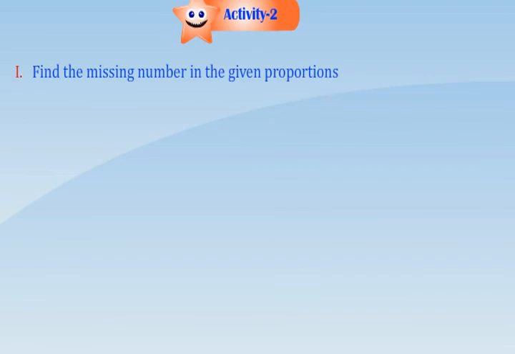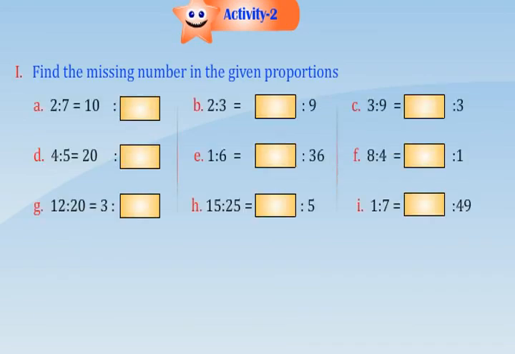Activity 2. Find the missing number in the given proportions. 2:7 is equal to 10:__. 4:5 is equal to 20:__. 12:20 is equal to 3:__. 2:3 is equal to __:9. 1:6 is equal to __:36.